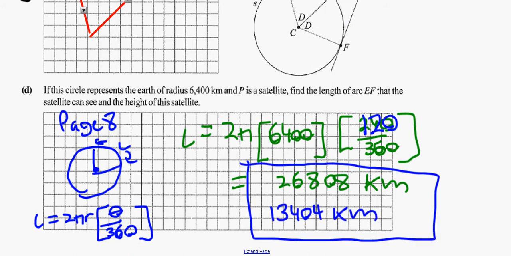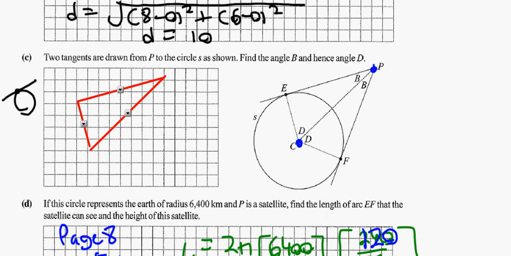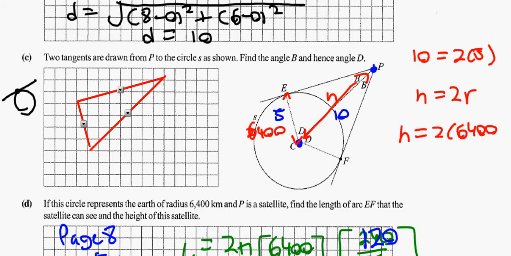Okay. Now, find the length of the arc EF that the satellite can see and the height of this satellite. Now when it's talking about the height of the satellite, it's talking about C to P. It wants me to find C to P. In the old diagram, it was 5 to 10. So what we can see is that the height is twice the radius. So if it's 6,400 now, the height must be twice the radius, which means the height is 2 times 6,400, which is 12,800 kilometers.